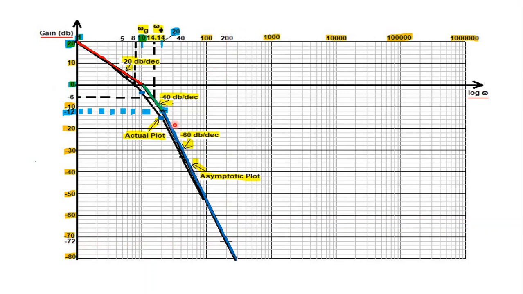So put this point, then mark the point, then join these two with a straight line, then extend till the end. So that is going to be the asymptotic plot, the log magnitude asymptotic plot. So I will explain again. Start at 1 radian per second. It is going to be minus 20 dB per decade only, because the only factor influencing the slope is 1 by s. The gain 20 will not influence the slope, constant gain.